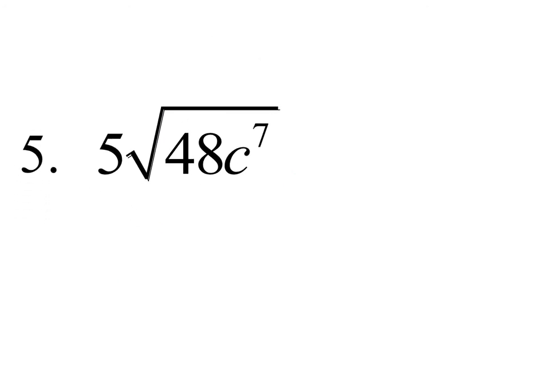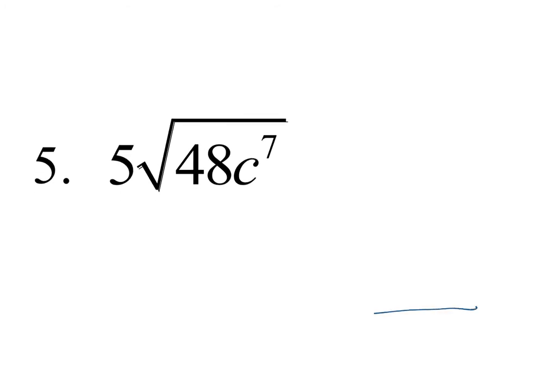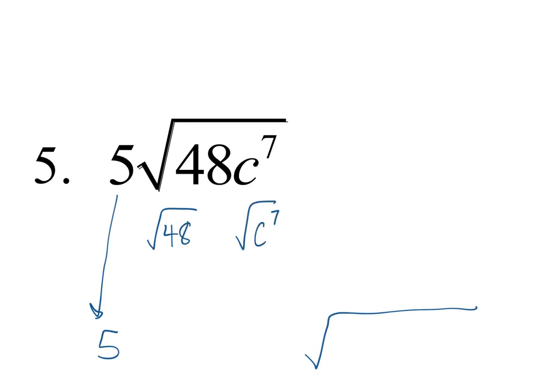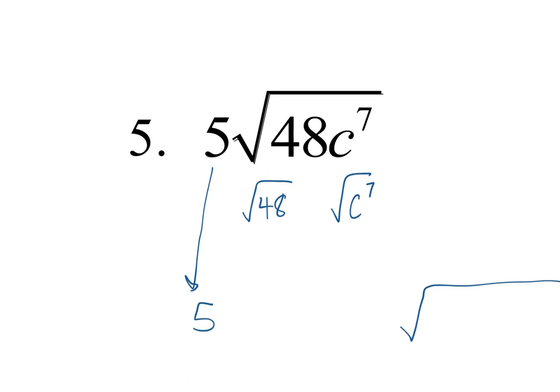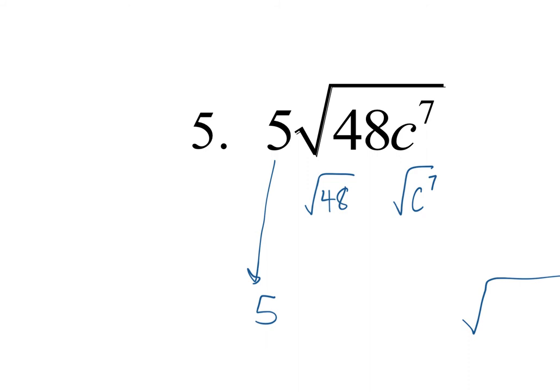Okay, so for this one, I'm going to draw on number 5 some scratch work here at the bottom. I already know I have a 5 that's going to be on the outside. And then I want to think separately about the square root of 48 and the square root of c to the 7th. So 48, type it into your calculator. See if there's a square root of 48. There isn't one. So let's draw that factor tree.